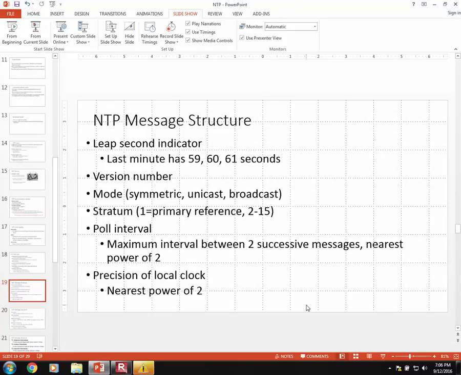The message structure also has a leap second indicator, a version number, the type of mode, the stratum, the polling interval, and the precision of the local clock. That's very important because in polling you can use this information to pick the most precise clock.